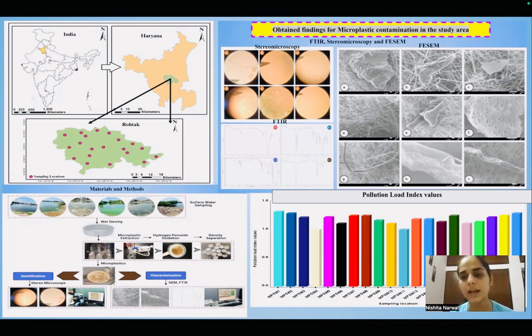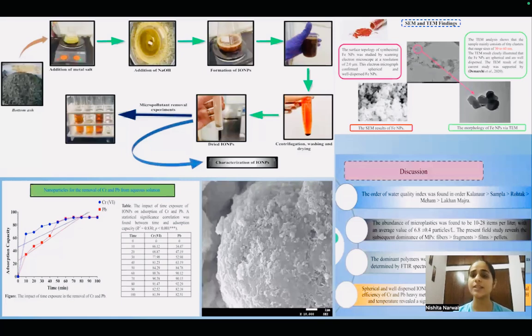As can be seen, three polymers were widely found: polyethylene, polypropylene, and polystyrene. In the composition, fibers were the most common. And from the pollution load index values, it can be seen that Kalanur district was again very polluted with microplastics. So, a relationship that comes out from here was that a direct correlation exists between heavy metals and microplastics, and microplastics could accumulate heavy metals on their surface.